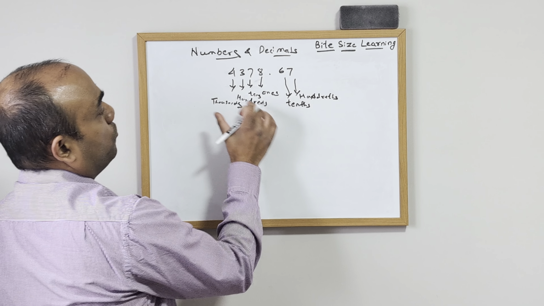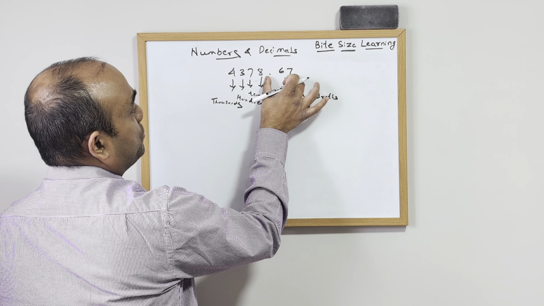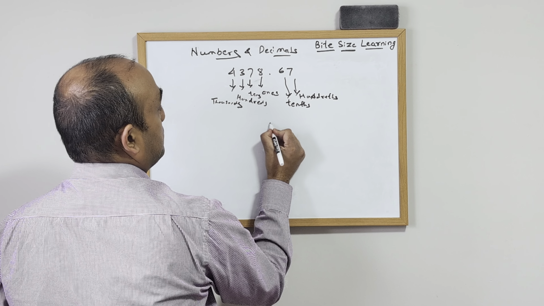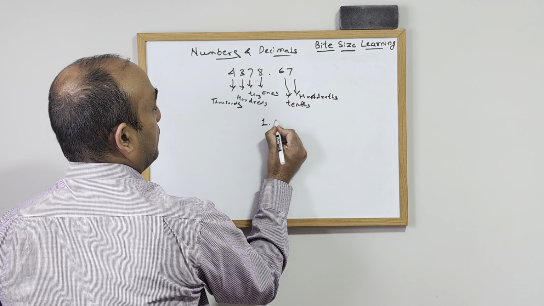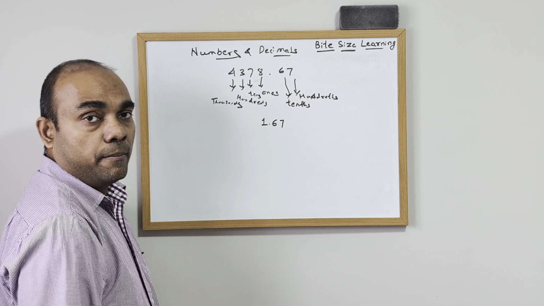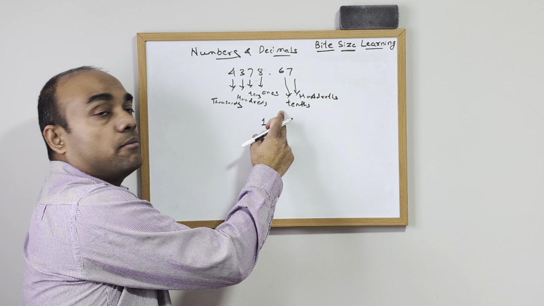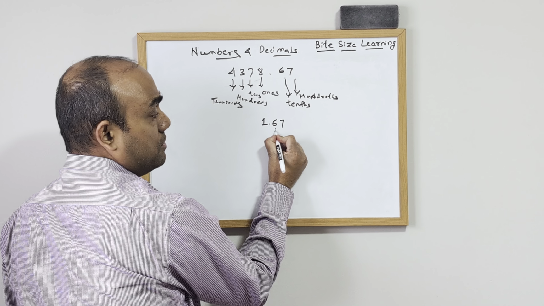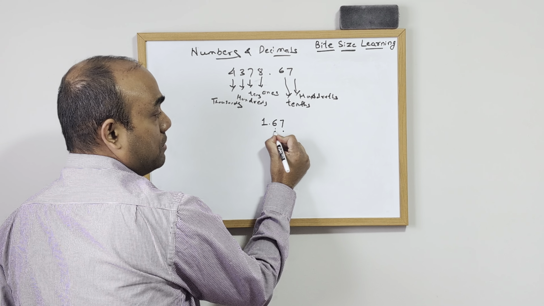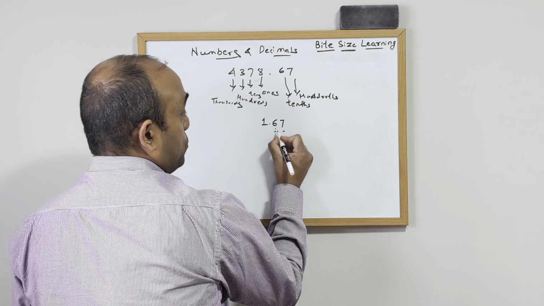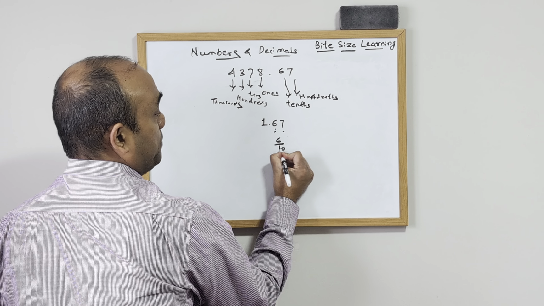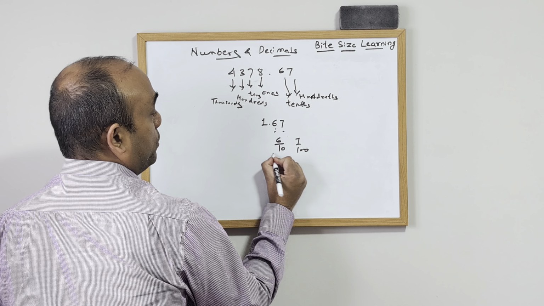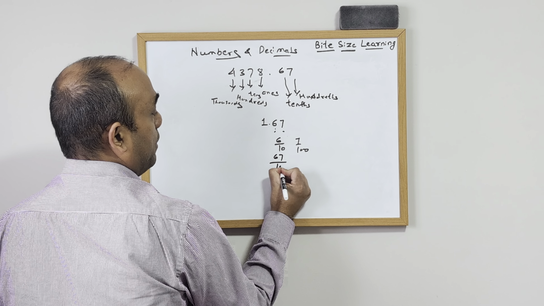Now let's say you want to mention this number. A decimal number can also be denoted as a fraction. So let's say you have 1.67, right? If you want to denote this number as a fraction, you know the 6 is in the tenths place and the 7 is in the hundredths place, right? So this is like 6 by 10, and 7 by 100, and if you want to denote it fully, it is 67 by 100.